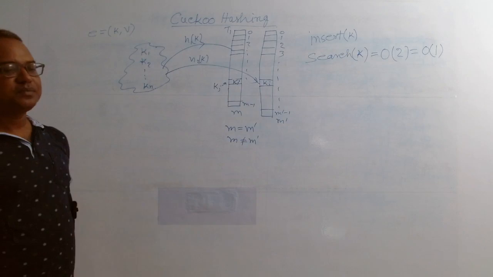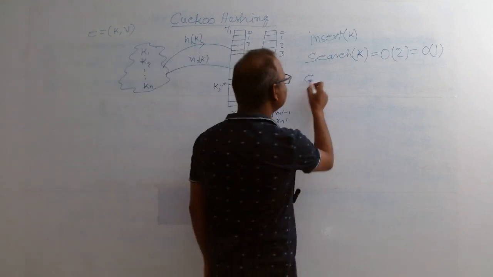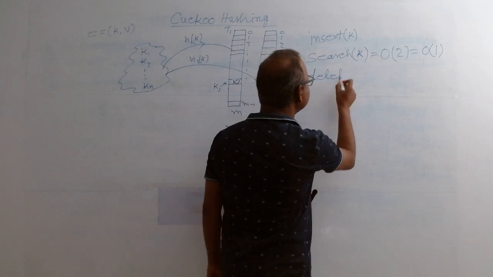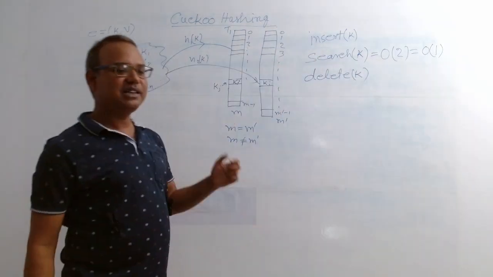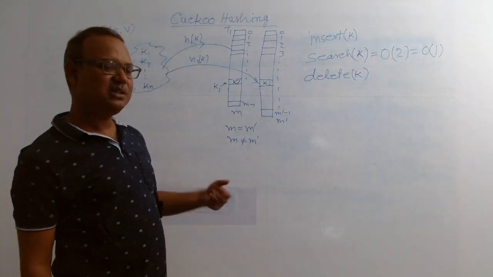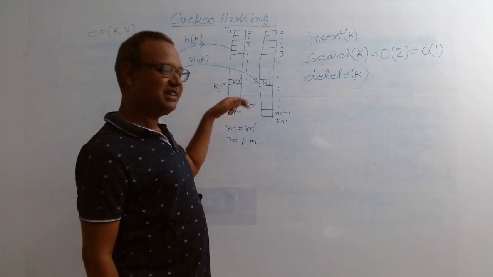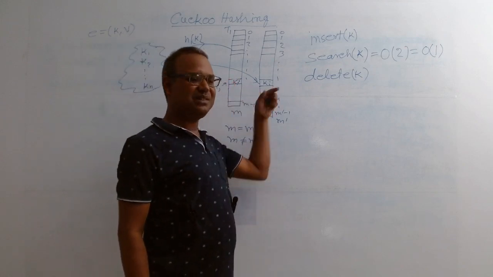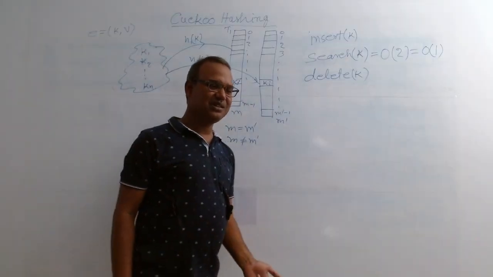Okay. Now the delete operation. Delete k will be followed by search k. Then if the element is found, delete it. If the element is found in the first table, then delete it from the first table. If the element is found in the second table, delete it from the second table. Very simple.